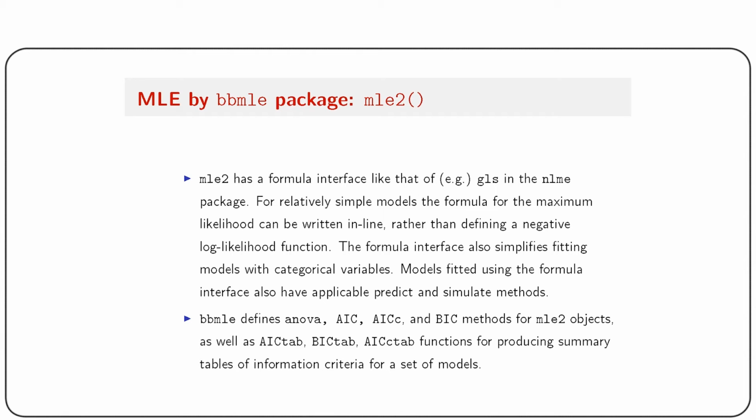For a relatively simple model, the formula for maximum likelihood can be written in line rather than defining a negative log likelihood function. The formula interface also simplifies fitting models with categorical variables. Models fitted using the formula interface also have applicable predict and simulate methods. The bbmle package defines anova, AIC, AICc, BIC methods for mle2 objects, as well as AICtab, BICtab, AICctab functions for producing summary tables of the information criteria for a set of models.